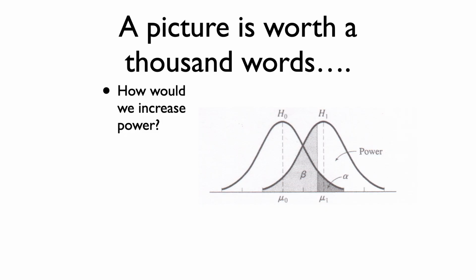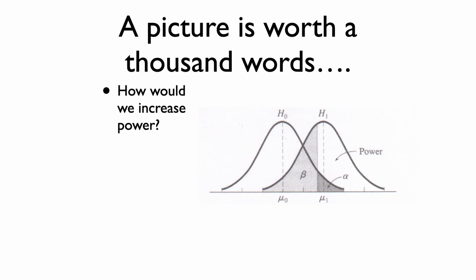And I want you to imagine you can do anything. You can do whatever you want. How could we make that bigger? How do we make this unshaded area here, this is power, how do we make that bigger? Any thoughts? Decrease alpha and beta. Pardon me? Decrease the alpha and beta. Decrease the alpha. Let's see. If we make alpha smaller, well actually if we make alpha smaller, that's going to move this line over. It's actually going to give us less power.